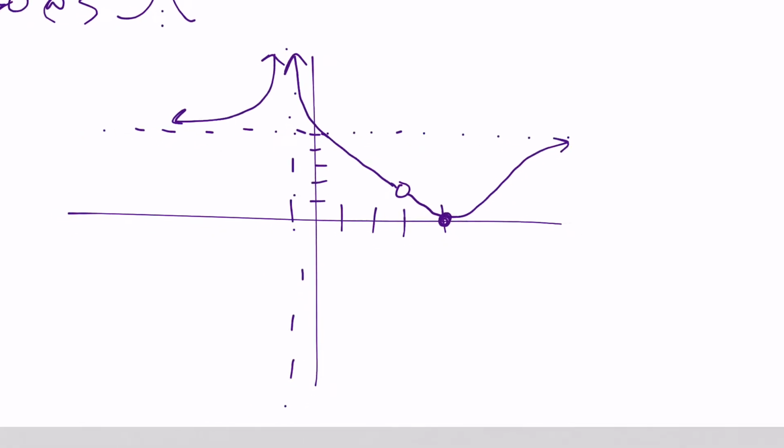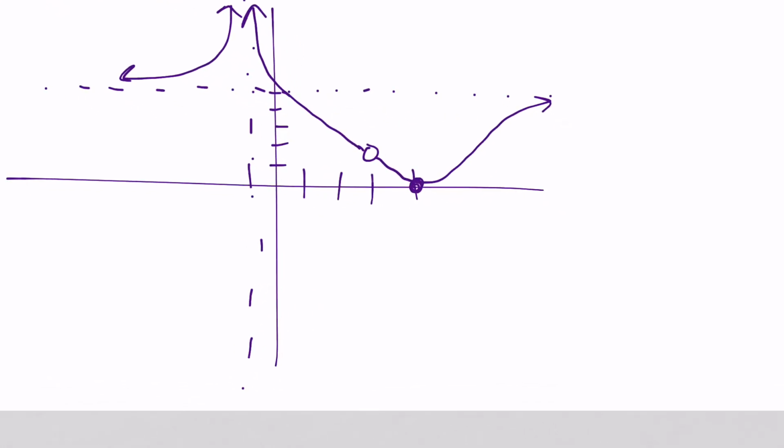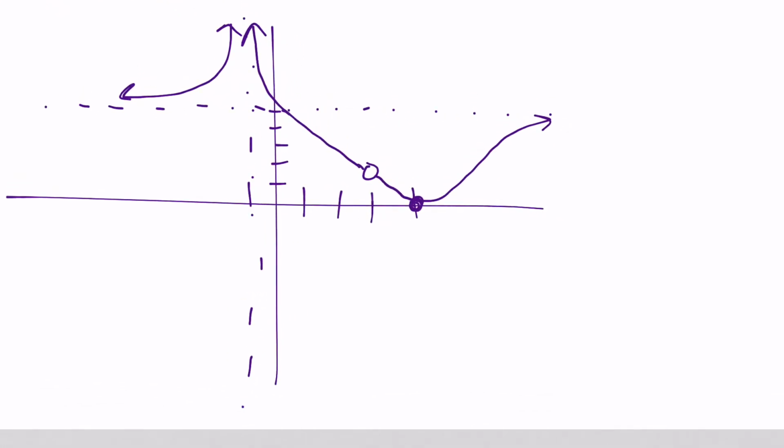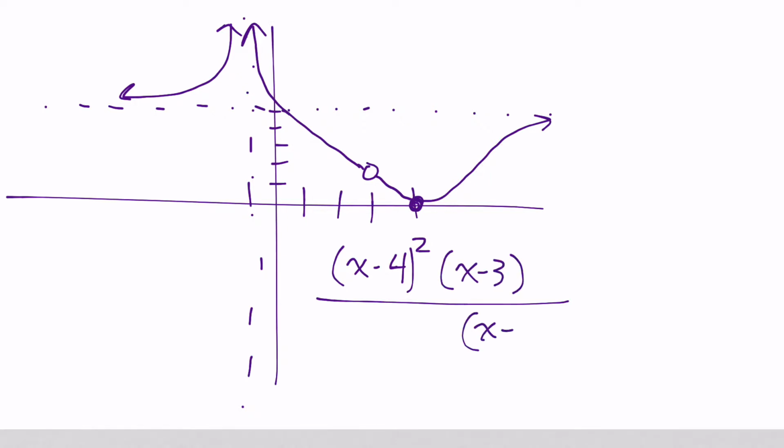And now the second part says write this equation. So let's write the equation. Well, I have an x intercept at the x value of 4, so that means I have an x minus 4 in the numerator. It bounces, so I know it's an even power, so let's give it a squared. I also know I have a hole at x minus 3, so I have to have an x minus 3 in the top and in the bottom.